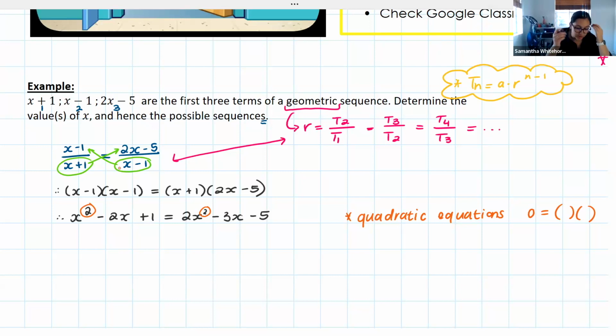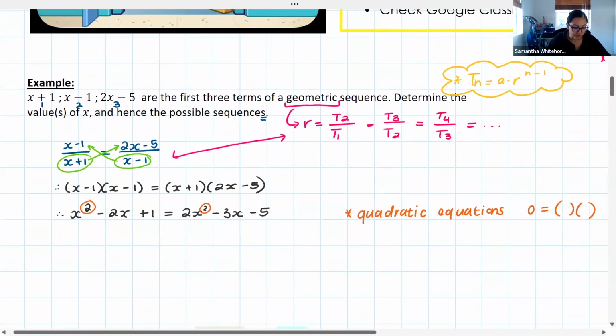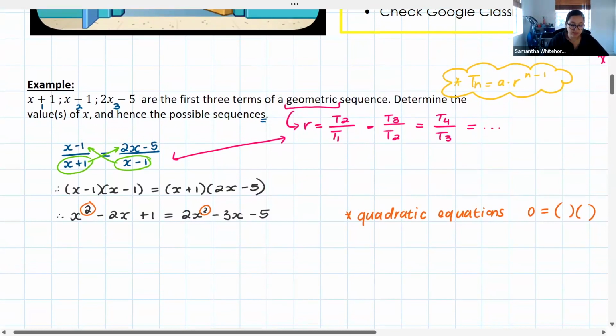So what I want you guys to do is I want you to finish solving this equation for me. So I've told you it's going to be quadratic. The hint is make one side equal to 0. Let's see what values for x we get. So I'm going to give you like 2 or 3 minutes. Let's see what we get.